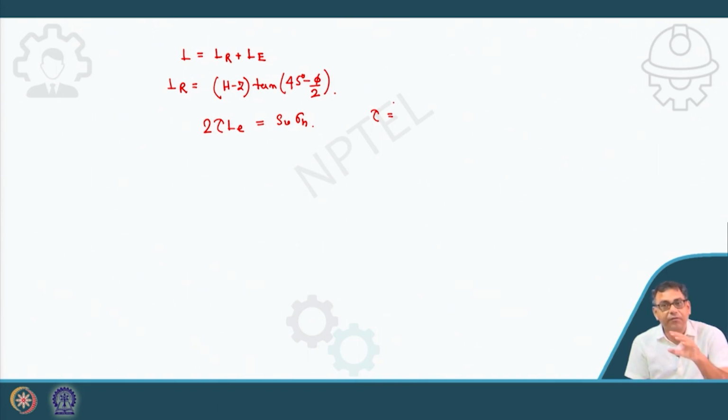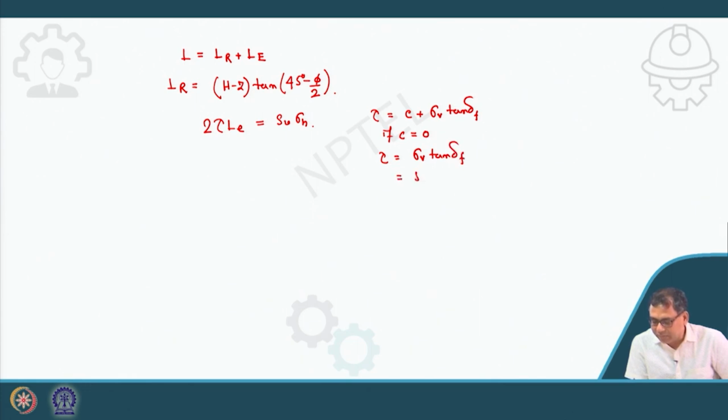Now, how can I calculate tau? Tau is simple. If the backfill is a C phi soil, then this will be C plus sigma V at that level into tan delta f, where f means the field. That is your tau. Now, generally in most cases in the backfill C is 0. So, if C is 0, then tau will be simply sigma V tan delta f. I will calculate sigma V as gamma into Z, into tan delta f.